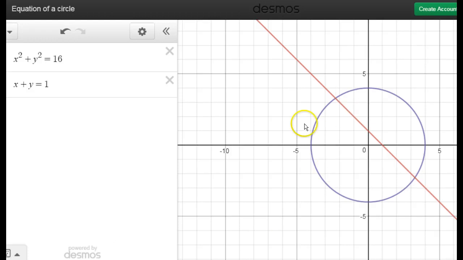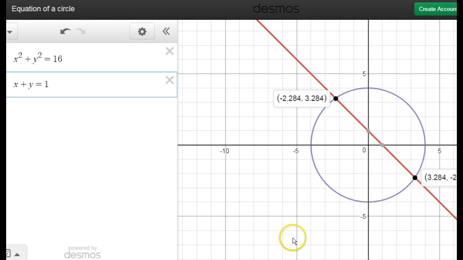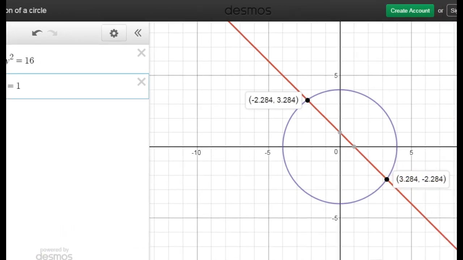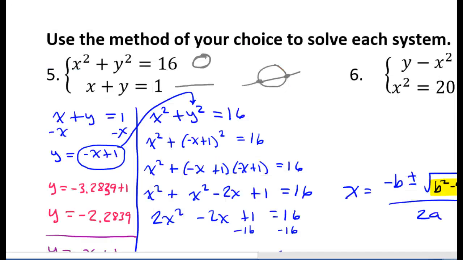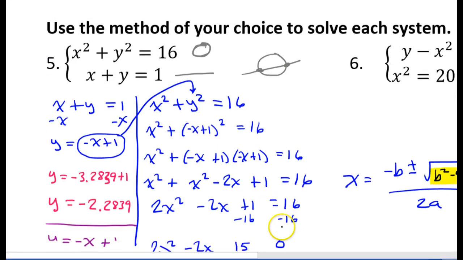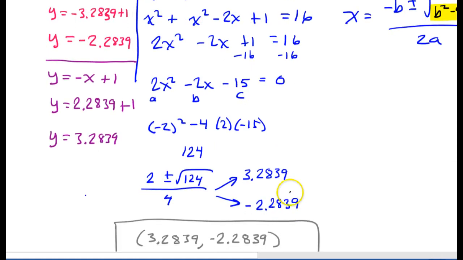So as you can see, we have the circle with a line passing through it, and these are the two intersection points. Negative 2.284 comma 3.284 and 3.284 comma negative 2.284. And I do believe that that's exactly what we had for our solutions.